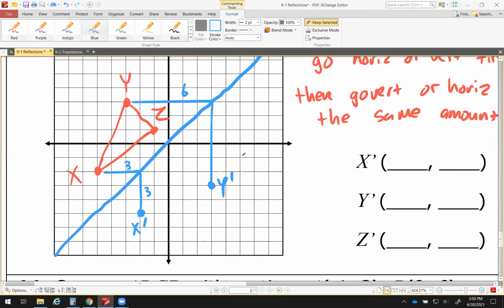I don't need that little dot there. And Z, if I go over, is 2 units. So I need to go down 2, and that's going to be Z prime right there. And there you have it. I have the triangle XYZ reflected across a diagonal line, X prime, Y prime, Z prime.